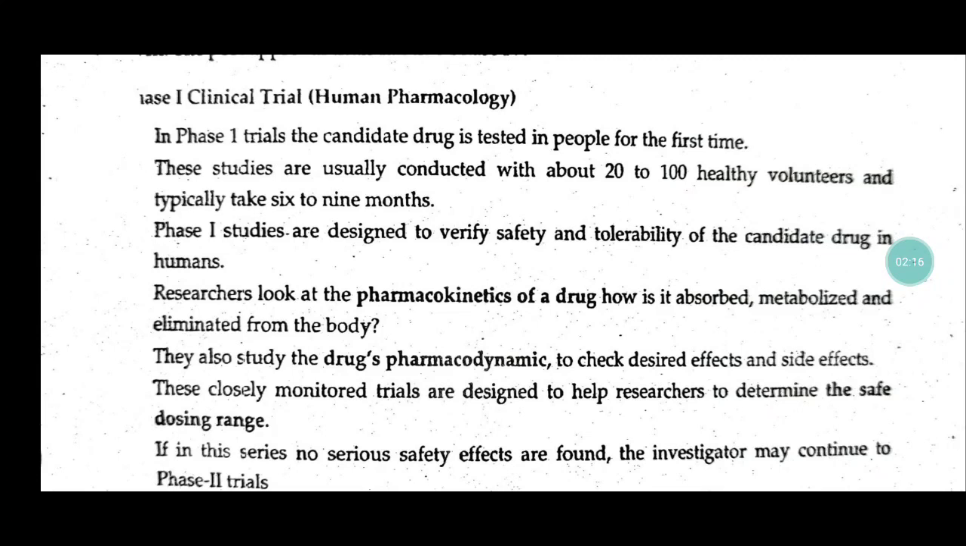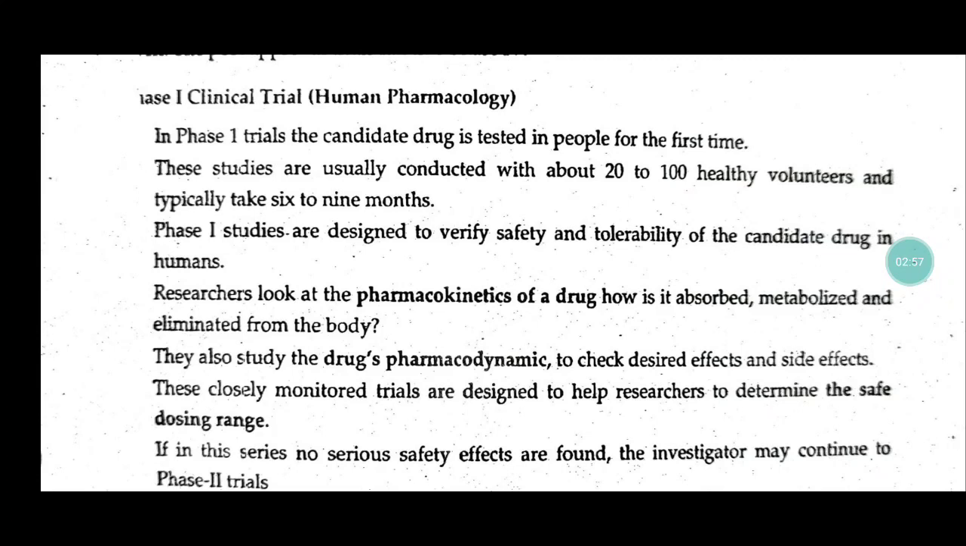These studies are usually conducted on about 20 to 100 healthy volunteers, and typically take 6 to 9 months. The phase 1 studies are designed to assess the safety and tolerability of the candidate drug in humans, where researchers look at the pharmacokinetics of the drug, how it is absorbed, metabolized and eliminated from the body. They also study the drug's pharmacodynamics to check the desired effects and the side effects, and these closely monitored trials are designed to help researchers determine the safe dosing range.